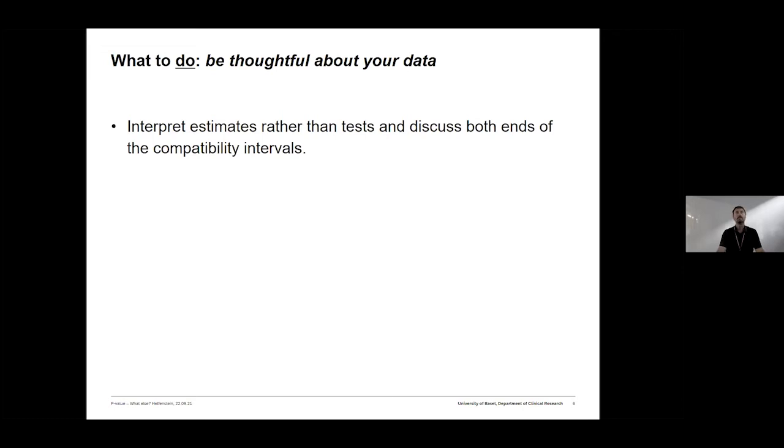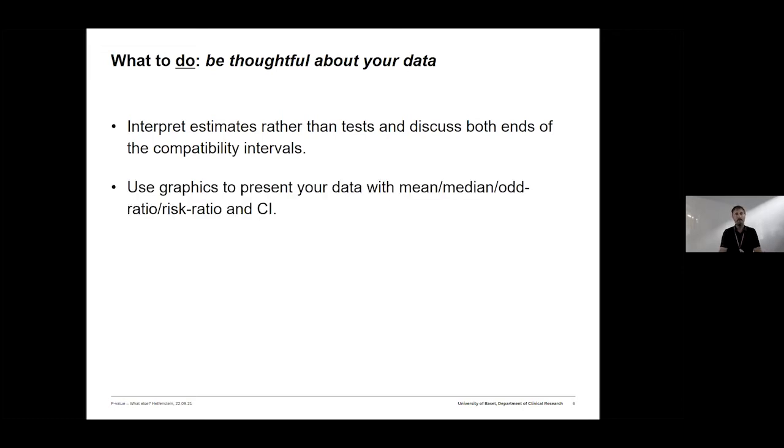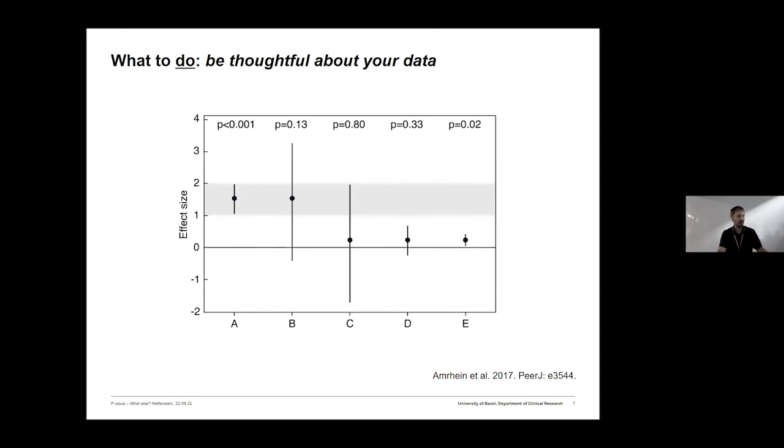And so we recommend that you use the point estimate, the confidence interval, and that you also represent your result in a way that will help you to understand what actually is going on. For instance, by using graphics to present your data with a mean, median, or odds ratio, risk ratio, and a compatibility interval. And this is, for instance, an example of how your data might look like and how you will then interpret such results. Let's imagine different effect sizes.